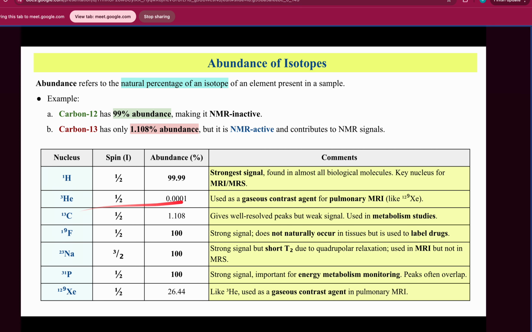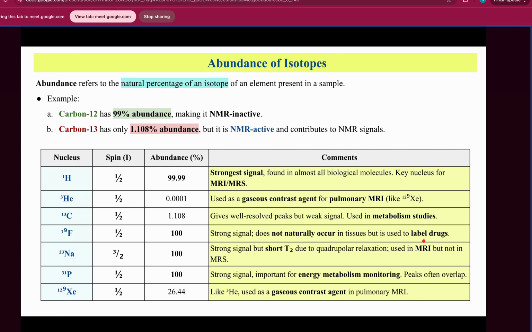Then comes helium-3. So this is used as a gaseous contrast agent for pulmonary MRIs. And then the carbon-13. So it gives well-resolved peaks, but because it has low abundance, there will be weak signals. But it is generally used for metabolism studies. And then fluorine, it gives strong signals because it is 100% abundant. There is no other form of this particular fluorine. So it does not naturally occur in tissues, but is used to label drugs.